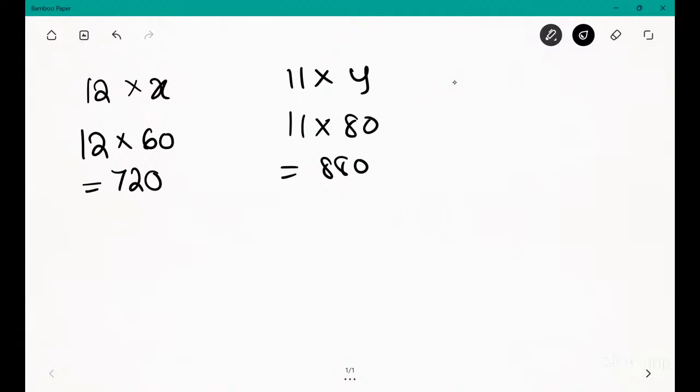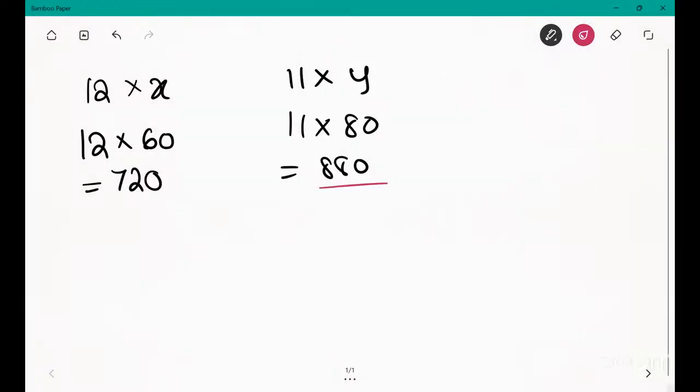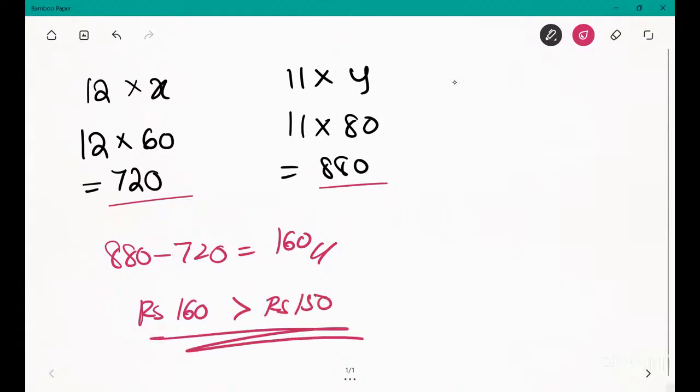They're telling us to show that the difference between the two is more than 150. Difference means you have to subtract. So I'll subtract the bigger minus the smaller. So 880 minus 720 is equal to 160 rupees. They're asking us to show that 160 is greater, so you can just show 160 is greater than 150 rupees. That is what they're asking us to show. Is that understood?